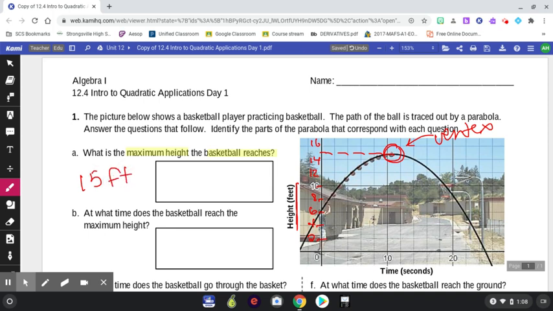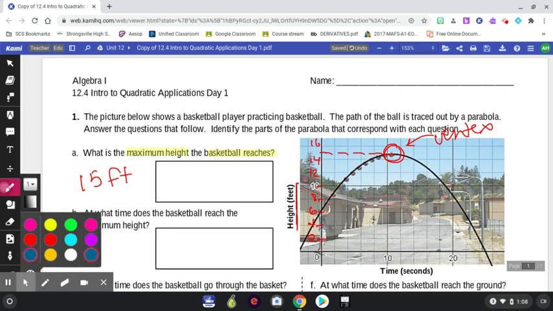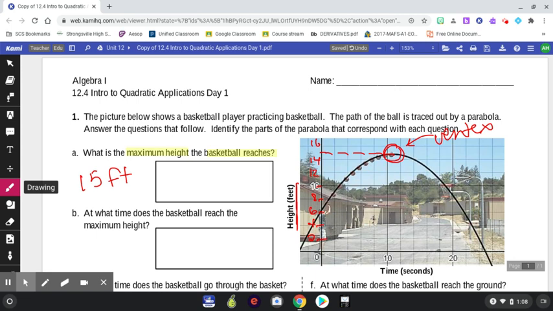And I'm going to put the label of feet because that's the label on the y-axis. And so in order to identify what I was looking for, in general, I was looking for the y value of the vertex.